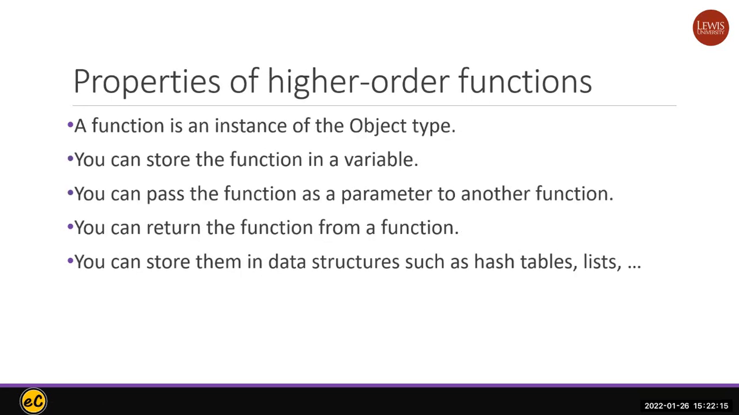So, properties of higher order functions. A function is an instance of the object type. So a function is an object. You can store the function in a variable. You can pass the function as a parameter to another function. You can return a function from another function. You can store them in data structures such as a hash table, list, or dictionary.